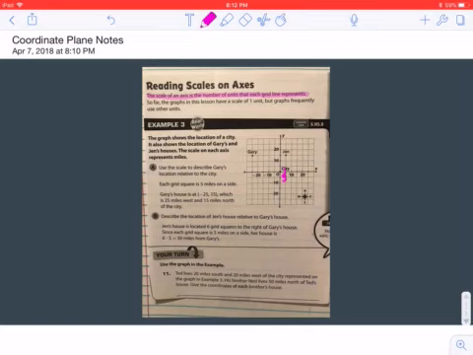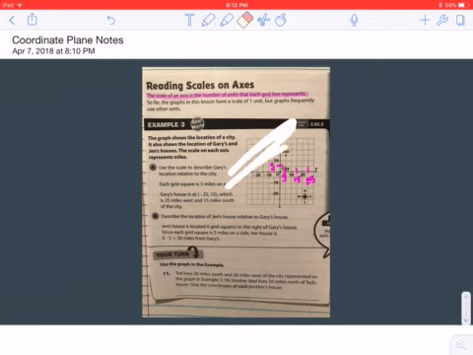And then we have 10. Halfway between 10 and 20 would be 15 on my scale. And then 5 more would be 25. And it goes the same on the y-axis as well. And one thing I want you to note is that the scale on the y-axis and the x-axis will be the same.